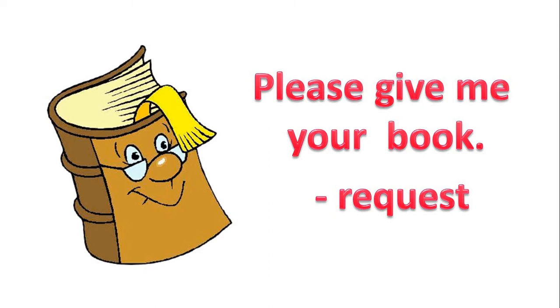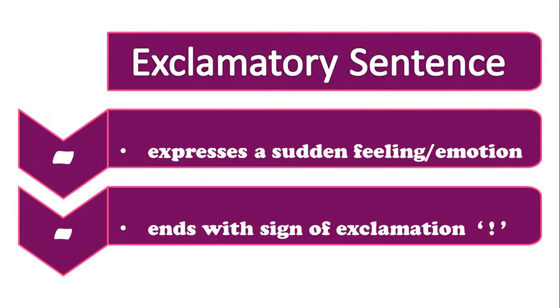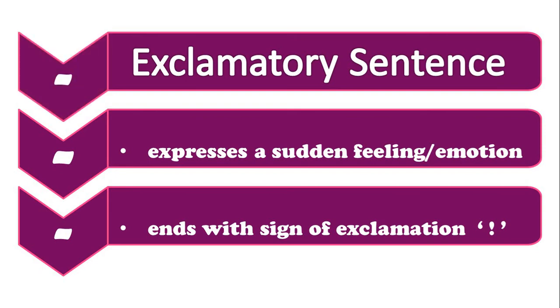Fine? Let's move ahead. Next type of sentence is exclamatory sentence. Exclamatory sentences are used to express a sudden feeling or emotion, and they always end with sign of exclamation. Sudden feelings, sudden emotions. For example, if you're very happy, hooray! If somebody is sleeping, shh, quiet. Oh my God! These are all your sudden feelings. Let's discuss few more examples, and remember, this is sign of exclamation. Never forget to put a sign of exclamation after an exclamatory sentence.